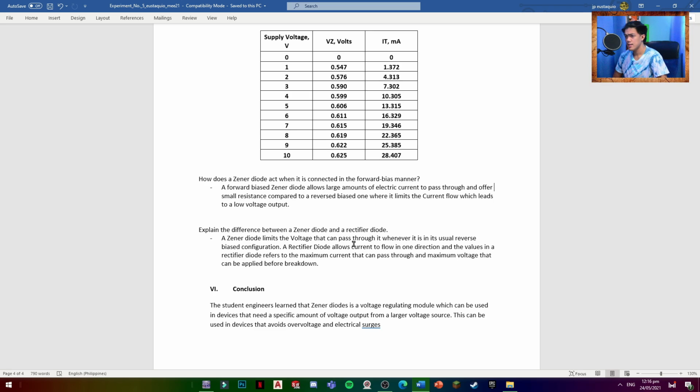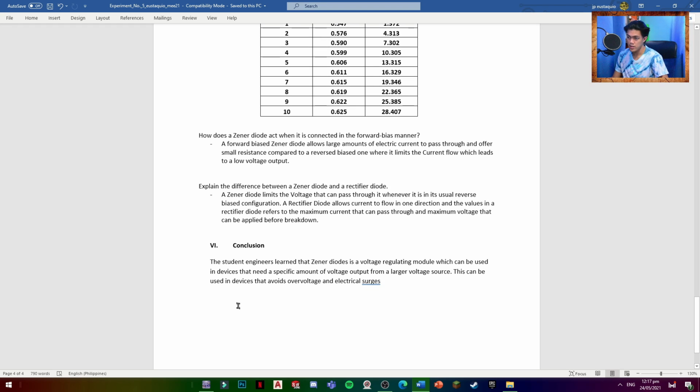Second, last question: explain the difference between a Zener diode and a rectifier diode. A Zener diode limits the voltage that can pass through whenever it is in its usual reverse bias configuration, while a rectifier diode allows current to flow in one direction, and the values in a rectifier diode refer to the maximum current that can pass through and maximum voltage that can be applied before breakdown.